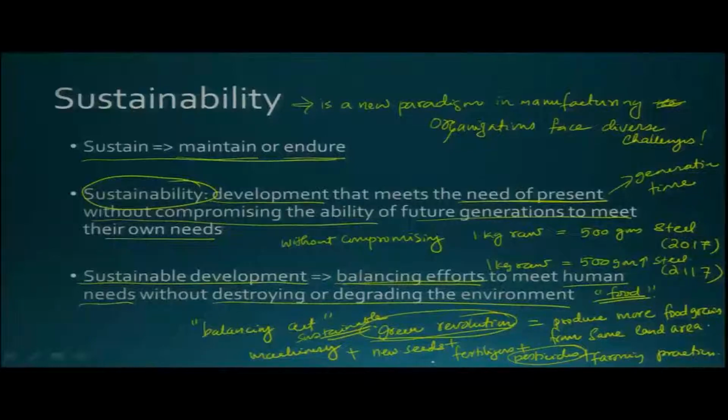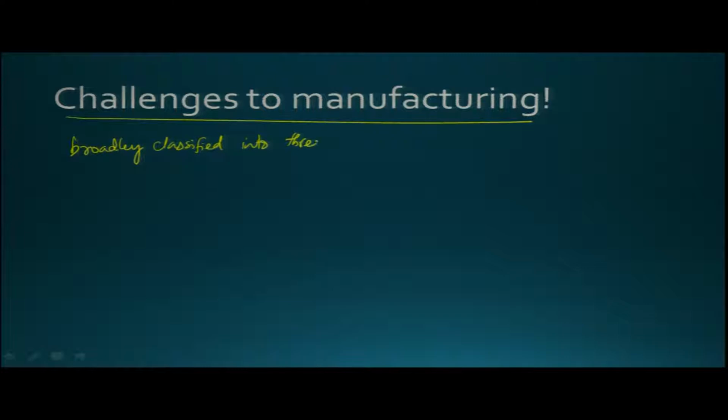If you say I am doing sustainable manufacturing, then you are manufacturing things to meet the needs of human beings without hampering or harming the environment. Okay. So, when we talk about sustainability, as I said earlier, manufacturing organizations do face a lot of challenges. Broadly, these challenges can be classified into three. Number one, they can be economic.